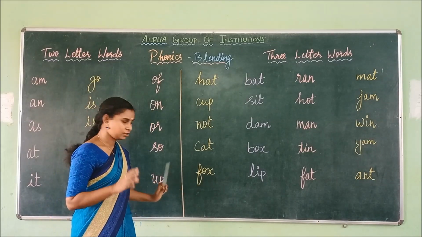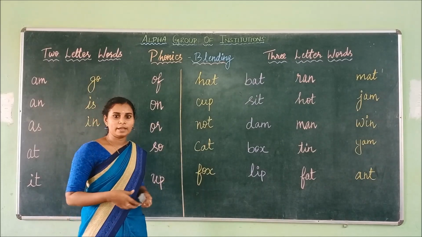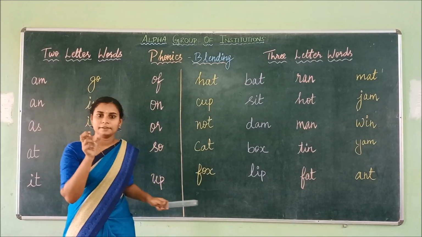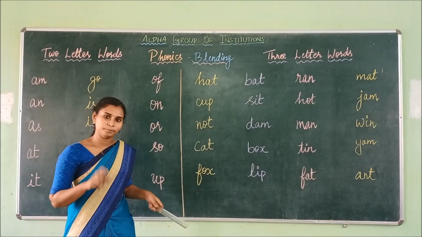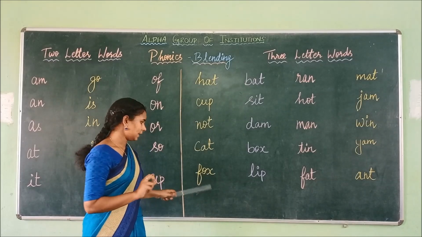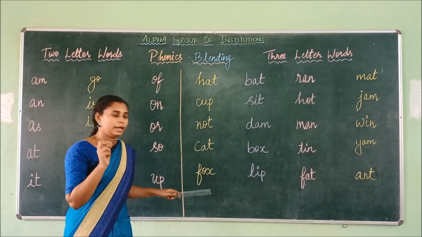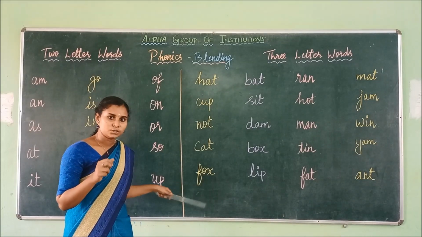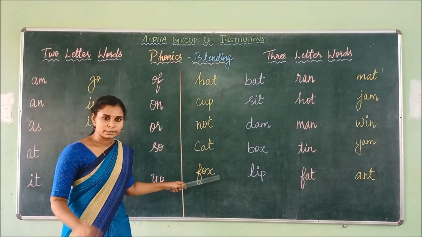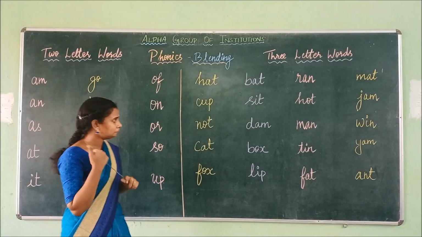Okay. Next. F, O, X. So this is how you read it with the letters. What is the sound of F? F sounds F. And O sounds A. And X sounds X. So, F, A, X. When you blend it, it becomes fox. F, A, X. Fox. Very good.